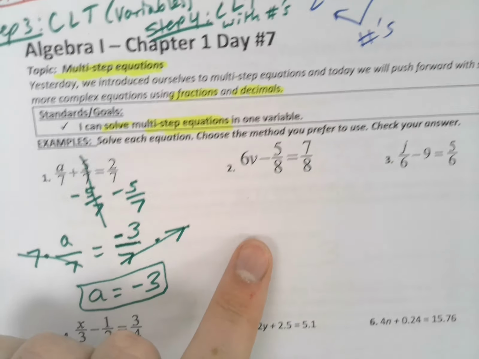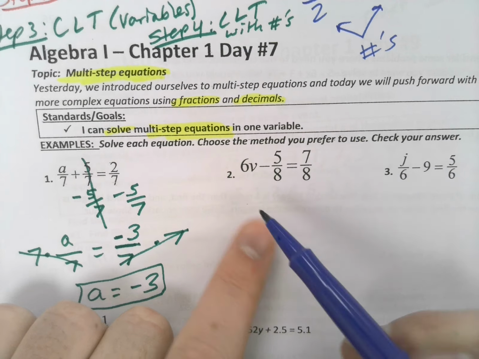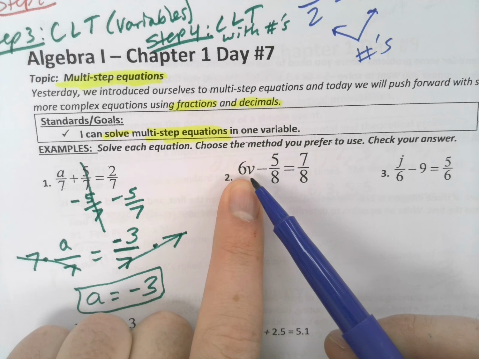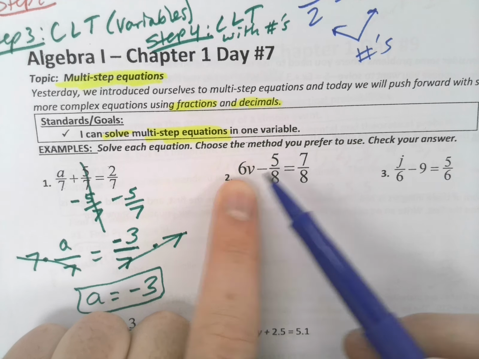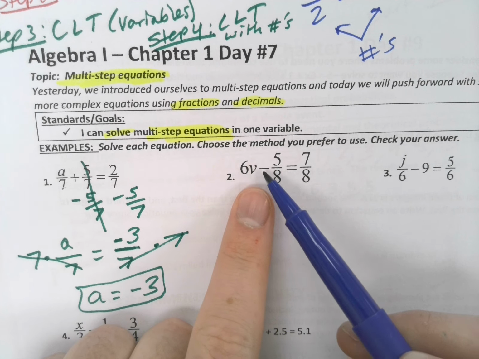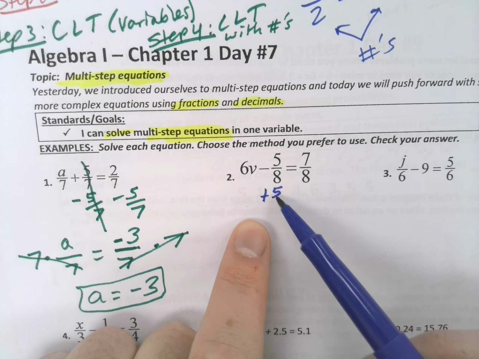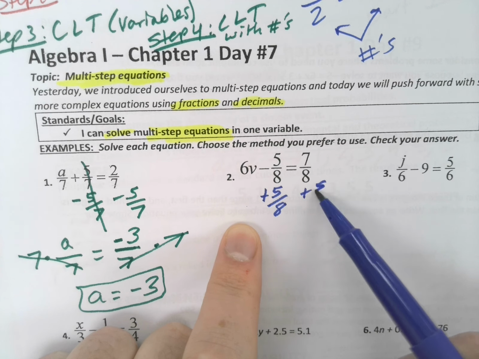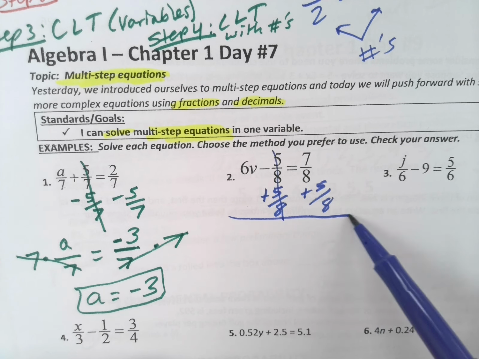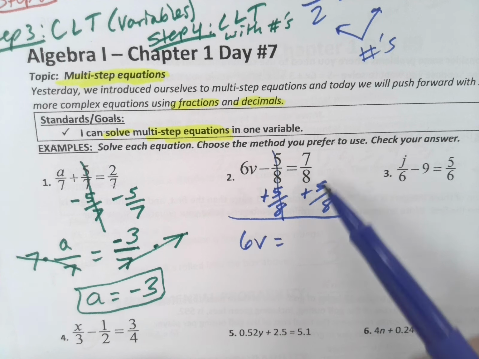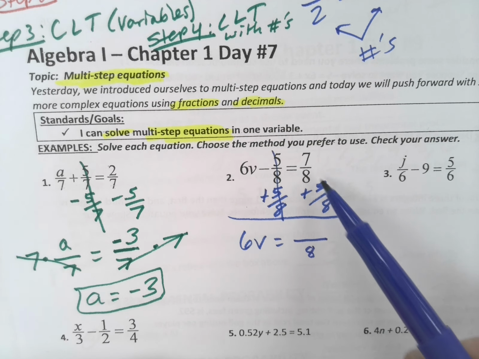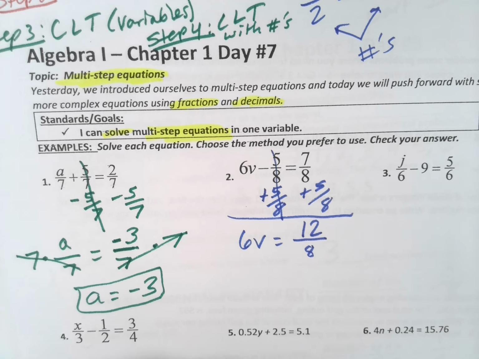Huh, that's interesting. How about number 2? This one is going to be even weirder. Similar setup. We've got 6 being multiplied to v. We don't want to divide that 6 yet because we'd have to divide that by 6 and that by 6. How about instead, if we're subtracting 5/8, let's add 5/8 to move that over, to get rid of it. So it cancels itself out. 8s stay the same on the bottom, same denominator. 7 plus 5, we're talking 12.